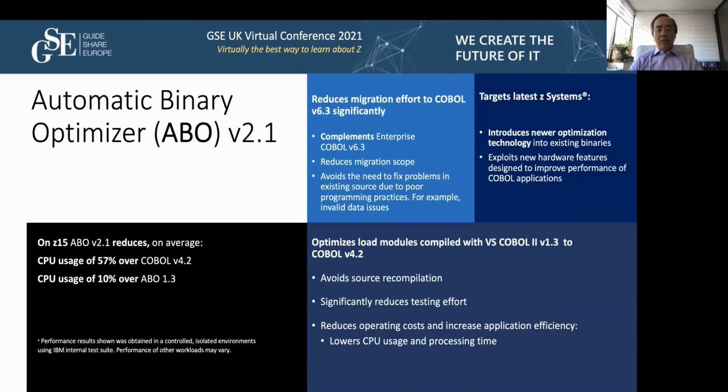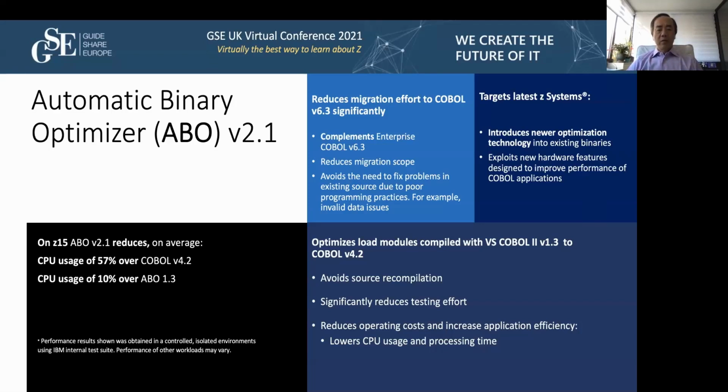So I just want to briefly talk a little bit about the Automatic Binary Optimizer. This is a binary optimizer, so it doesn't need to compile from source, it doesn't need source at all. It will just use the compiled code or the load modules as an input, and it will optimize that load module to the hardware that you're deploying your applications to. So it targets the later Z systems from EC12 to Z15.